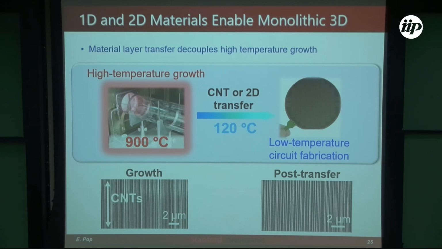So what we ought to do, and one thing that we're doing and other people are doing, maybe it's not the best thing, but this is what we do for now, is we grow the carbon nanotubes or the 2D material separately in a high temperature furnace so we can get good quality material for academics.